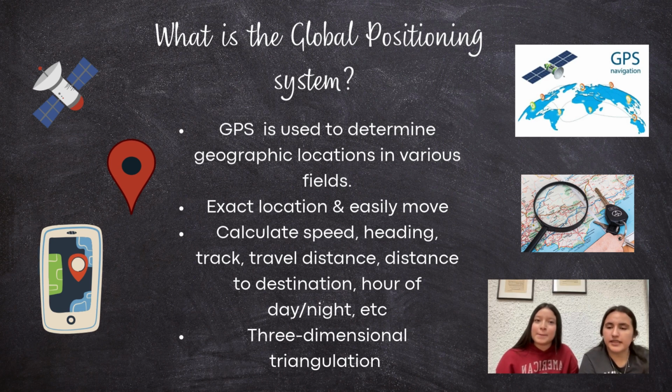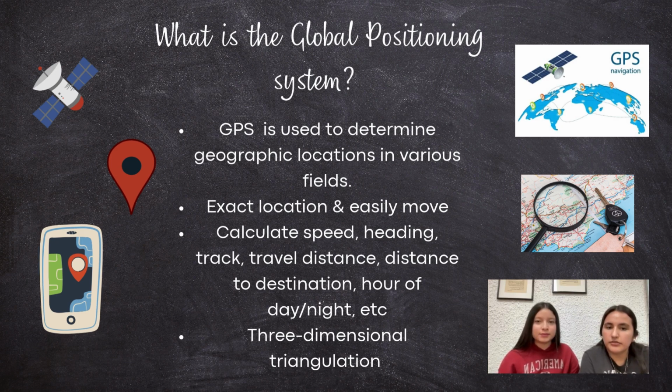Well, the GPS can also calculate other information like speed, track, the destination of the travel, the distance to the destination, the hour of day or night, and more things. The basic idea of the GPS is a variable of a three-dimensional triangulation. The location of the GPS receptor on the Earth's surface is determined by its distance to three satellites.